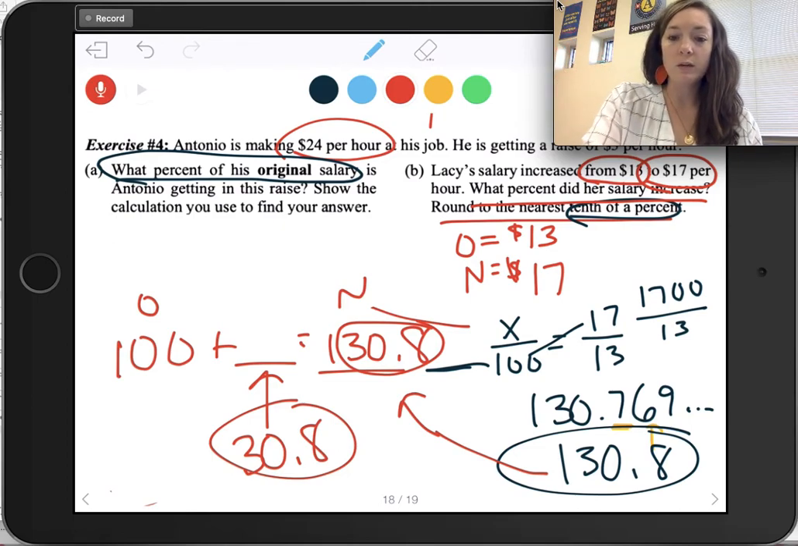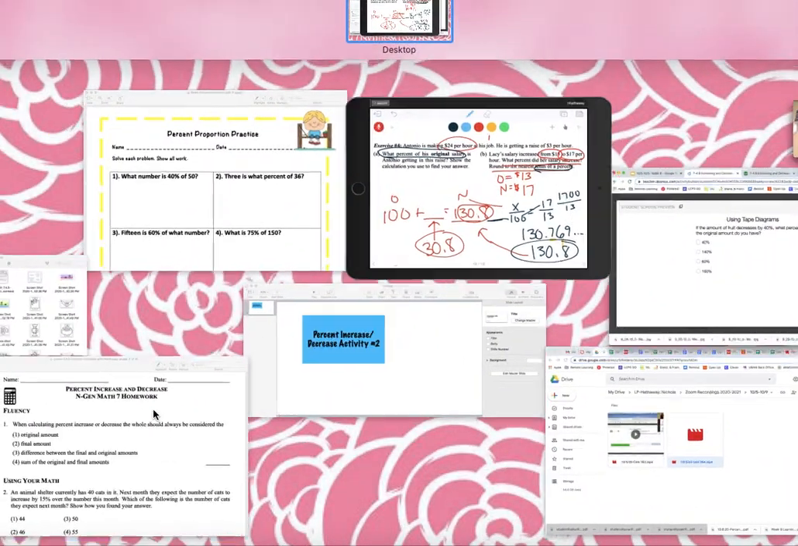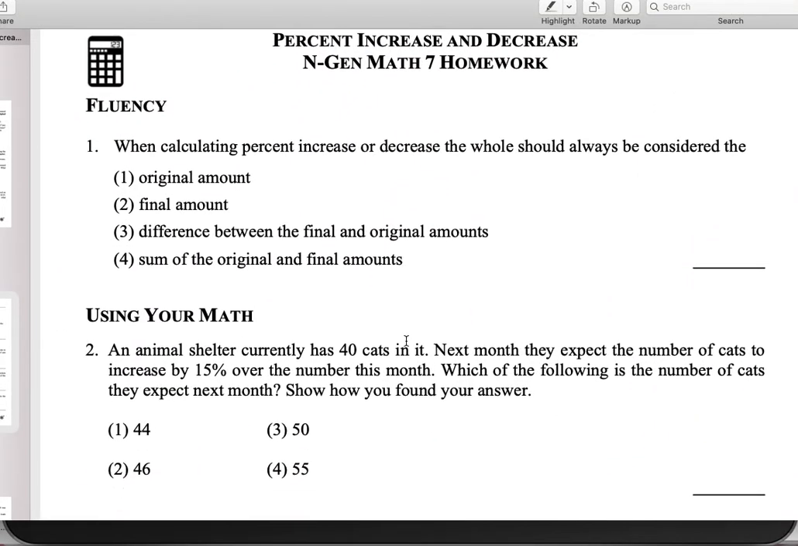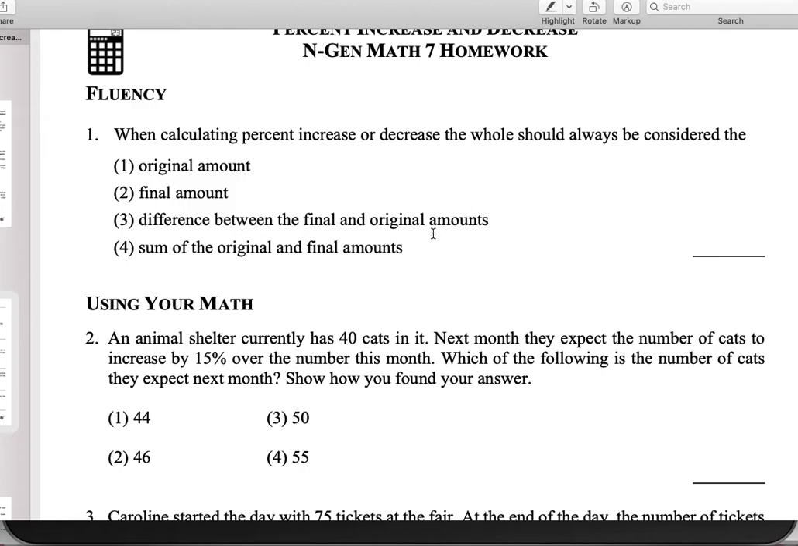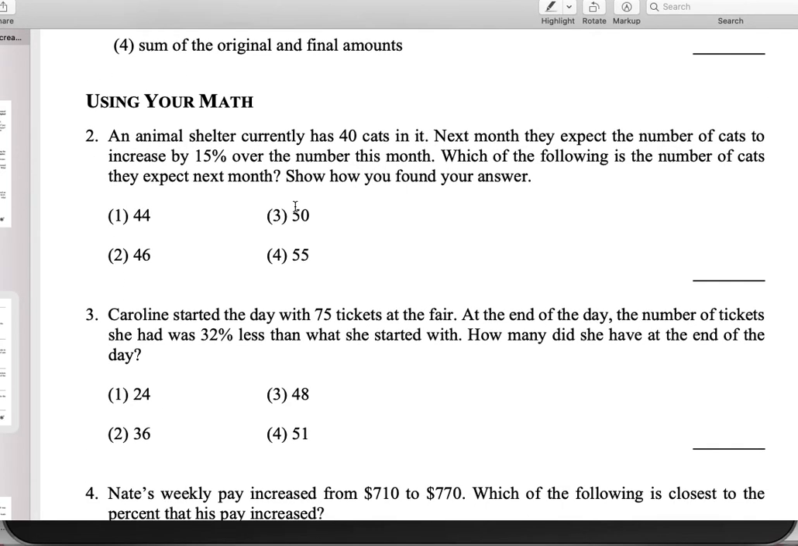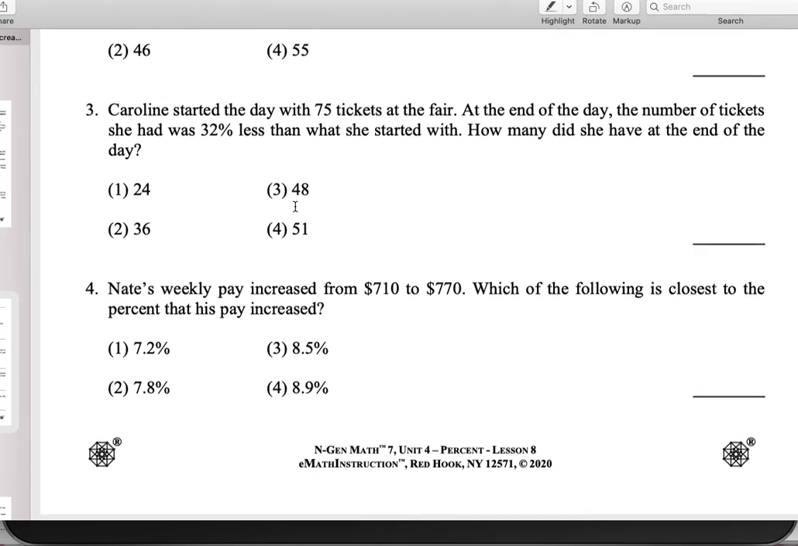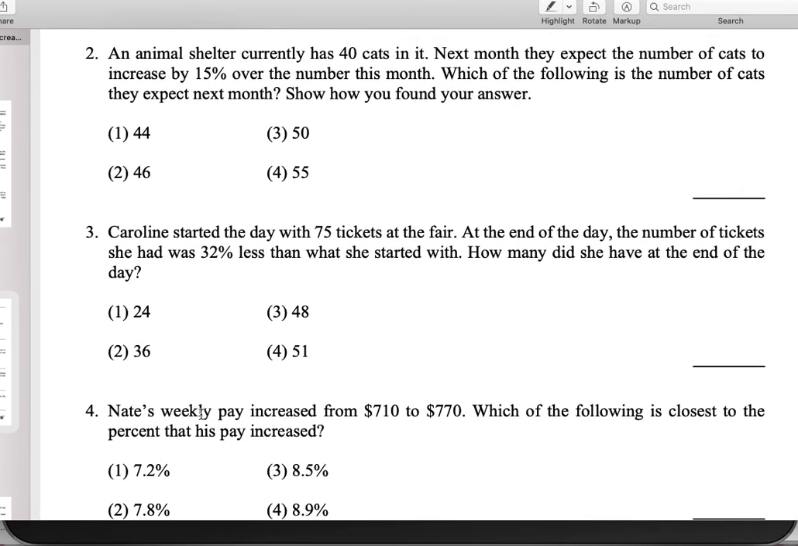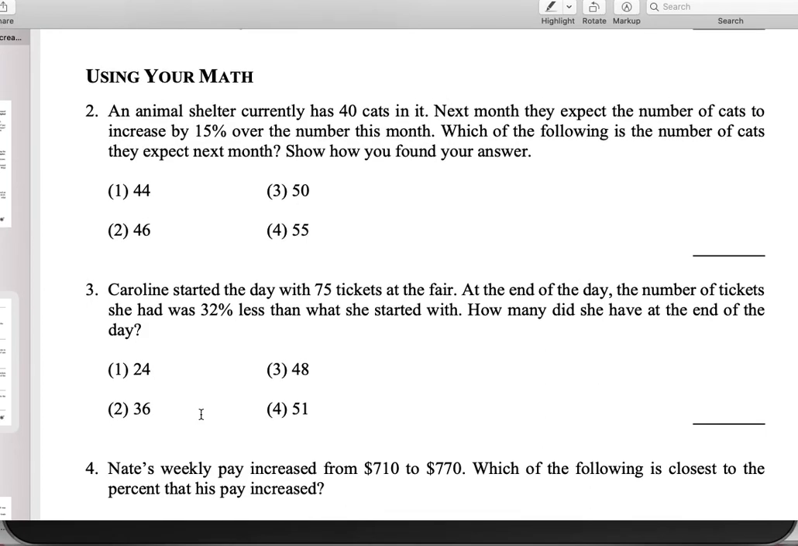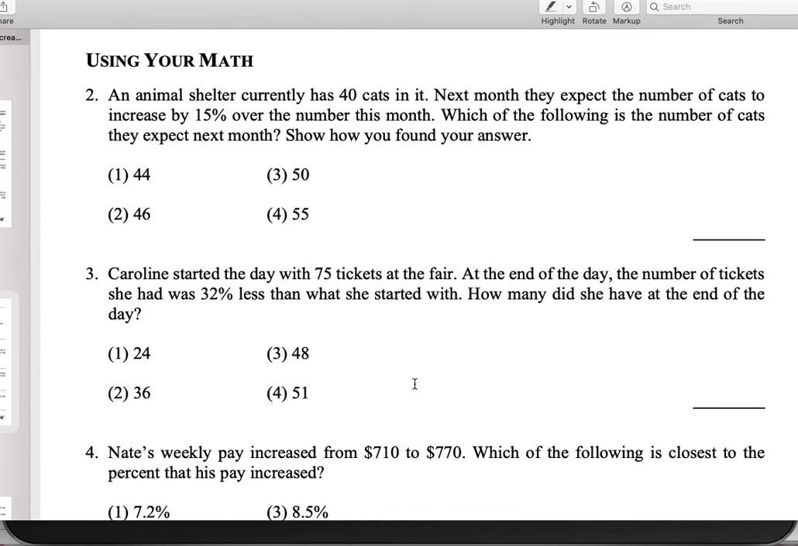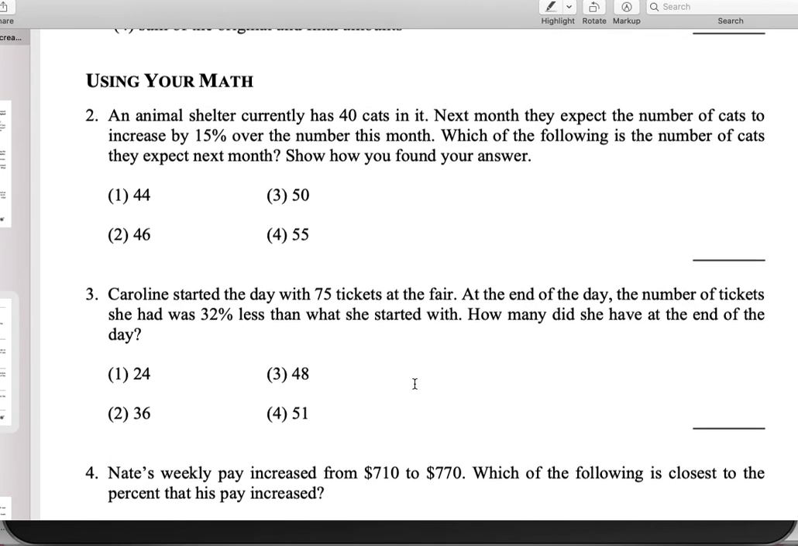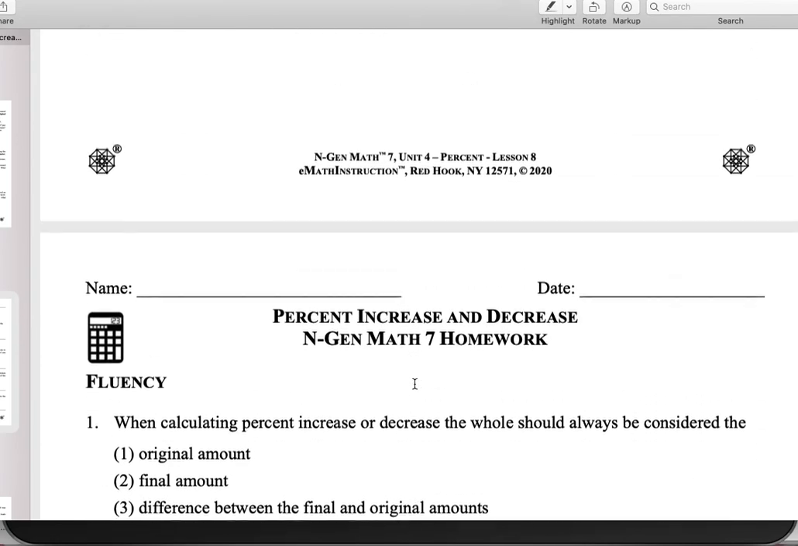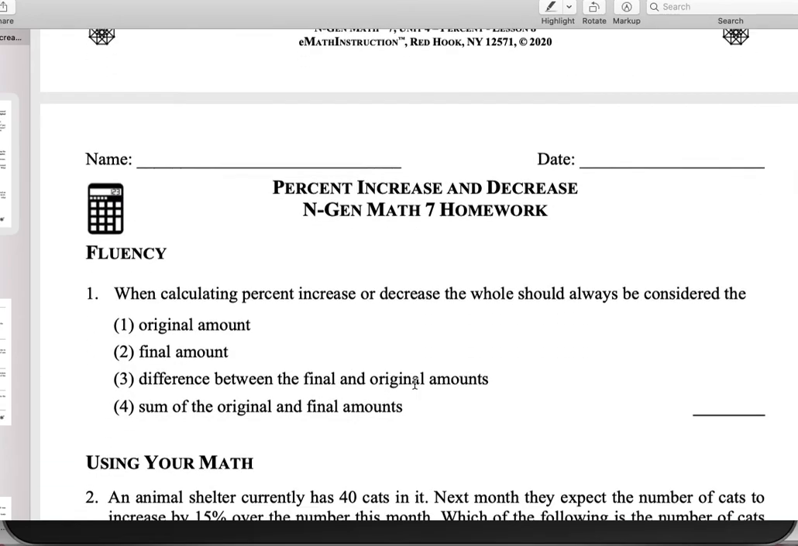And then what you're going to do is complete a practice. So this is just a very simple question. When calculating percent increase or decrease, the whole should always be what? Answer that for me. And then you have 3 practice questions. Now, yes, you can just choose an answer, but that doesn't tell me that you know it. I need to see your work for each problem so that I can help you, because tomorrow you're going to take a quiz on this, and I would love to give you feedback before your quiz.